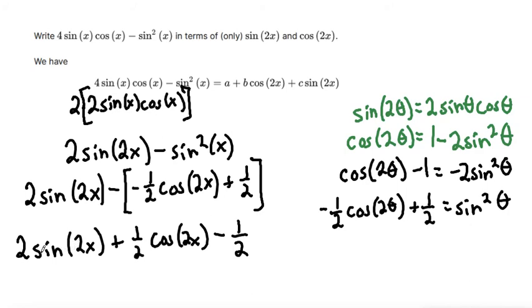So to finish this off, my coefficient of my sine 2x is 2, so c would be equal to 2. My coefficient of my cos 2x is a positive 1/2, so b is equal to positive 1/2. And my constant term is negative 1/2, so my a is equal to negative 1/2.